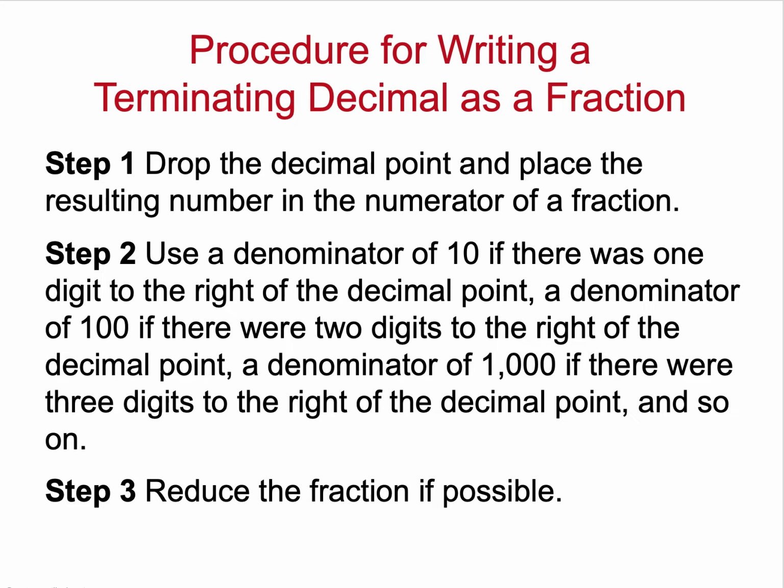Now, if I want to write a terminating decimal as a fraction, that's a little bit easier because I'm going to drop the decimal and put the place value into the fraction. So if I'm in the tenths place, my denominator is 10. If I'm in the hundredths place, my denominator is 100, and so on. Then I reduce the fraction.